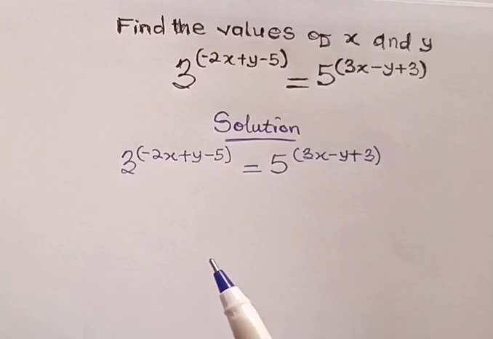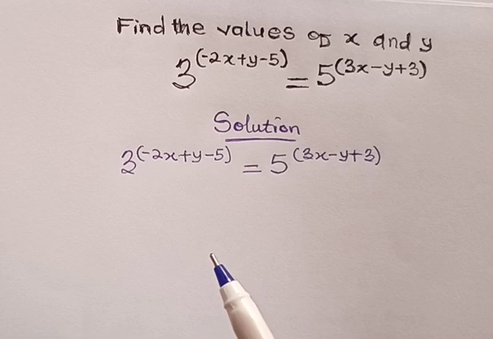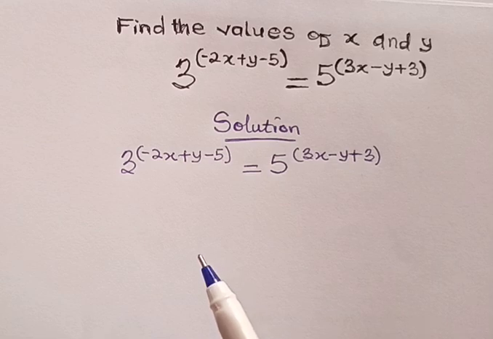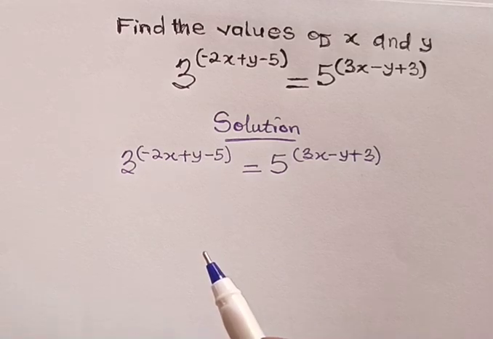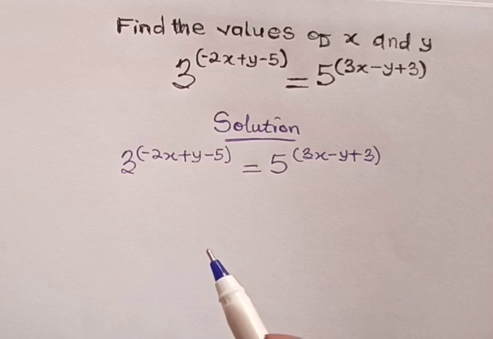So this question says we should find the values of x and y given that 3 exponent negative 2x plus y minus 5 is equal to 5 exponent 3x minus y plus 3. So looking at this question, you can see that we have two unknowns that we are supposed to look for, that is x and y. So this is an equation involving two variables. So we are looking at how we can solve this question.